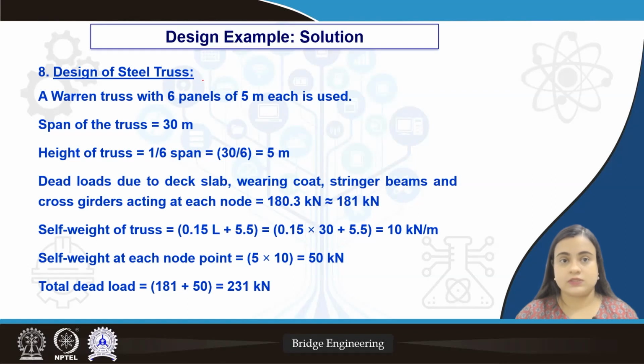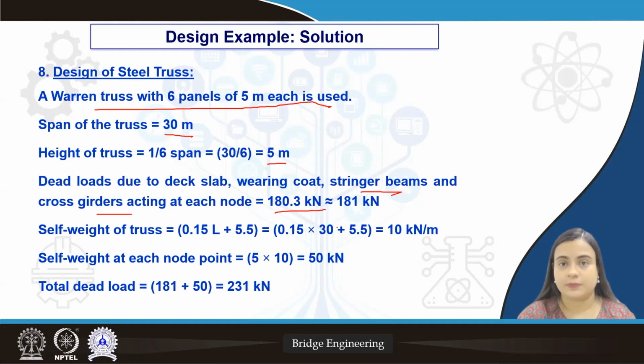The next step will be design of the steel truss. We have considered a Warren truss of 6 panels, each of the panel having a panel length of 5 meter. The span of the truss is 30 meter, height of the truss is 1/6 of the span, that is 5 meter. Dead load due to deck slab, wearing coat, stringer beams and cross girders acting at each node is 180.3 kN. We can approximate it to be 181 kN.